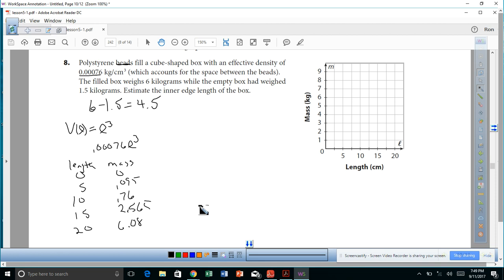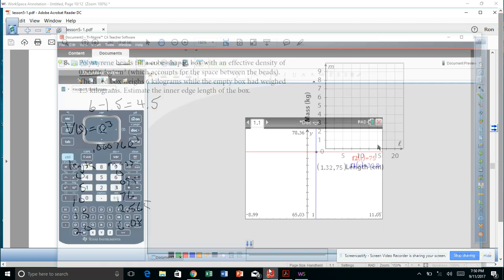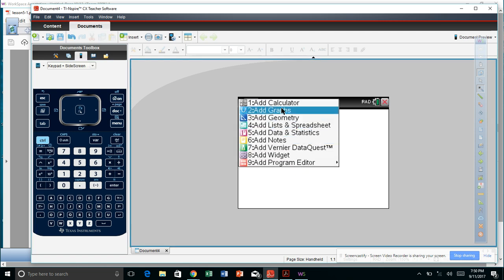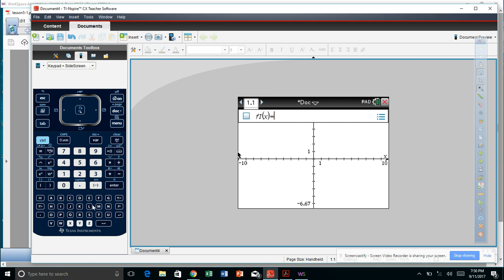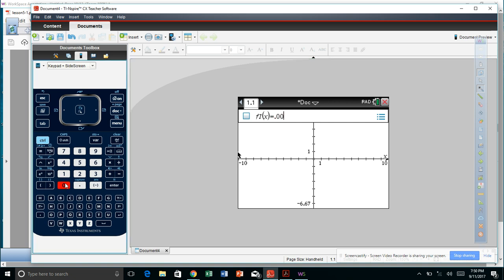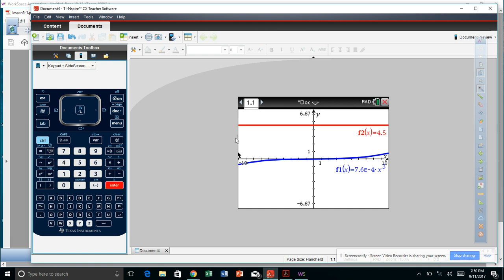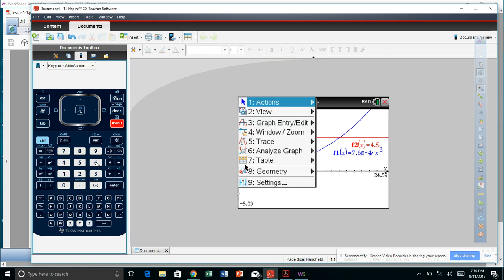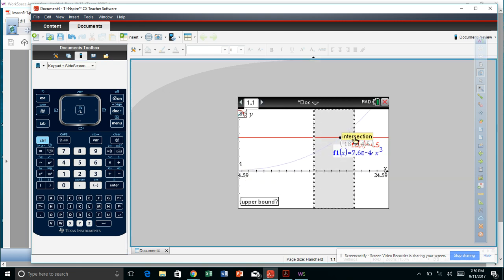So the thing to do would be to go into our calculator. On, new document, no, and graphs. We're going to put in 0.00076 x cubed. Graph that. All right. And then we're going to press tab and put in 4.5. Okay. So let's take a look at that. And then menu 6, 4, and that's going to give us, it looks like 18.1.